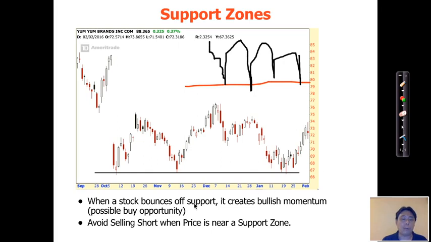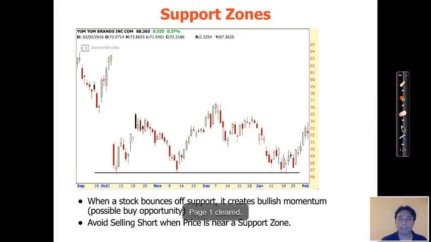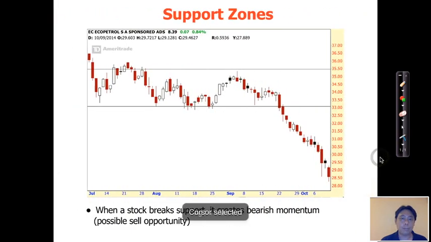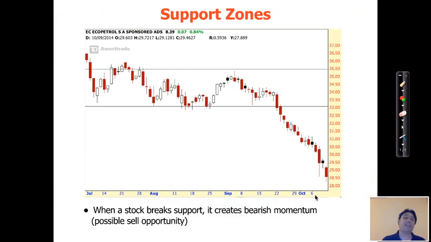Because when a stock bounces off a support level, it creates bullish momentum. It tends to rise back up again. So avoid selling short when the price is near a support zone or support level. Now what happens if price is able to eventually break a support level?